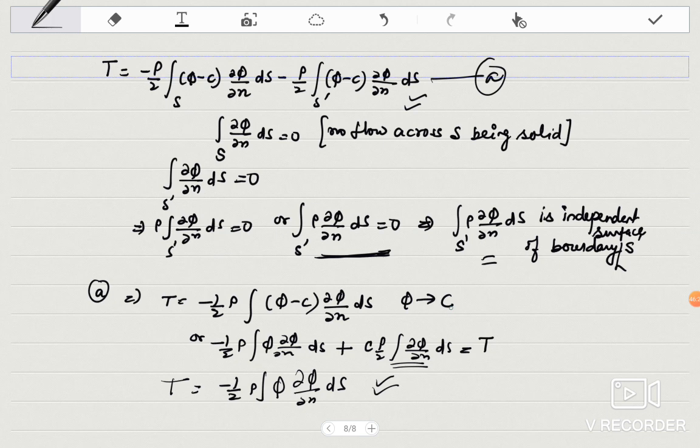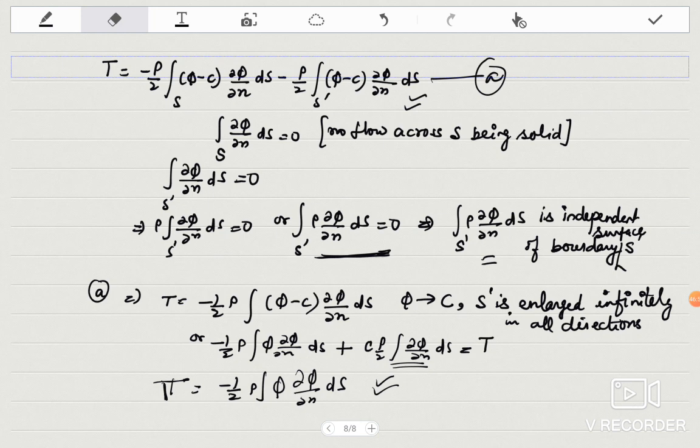Here we say that phi tends to C and S dash is enlarged infinitely. This was the larger surface. Now you have extended it in all directions. So in that case, this will be your kinetic energy. So this is all about the deductions and the kinetic energy. This is the kinetic energy of the liquid extending to infinity. This is all about this lecture.